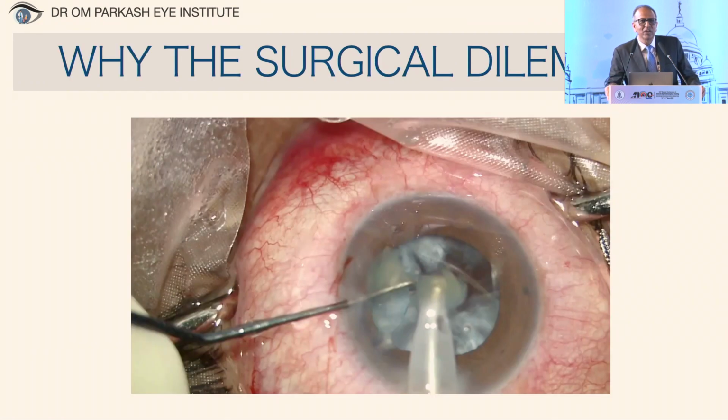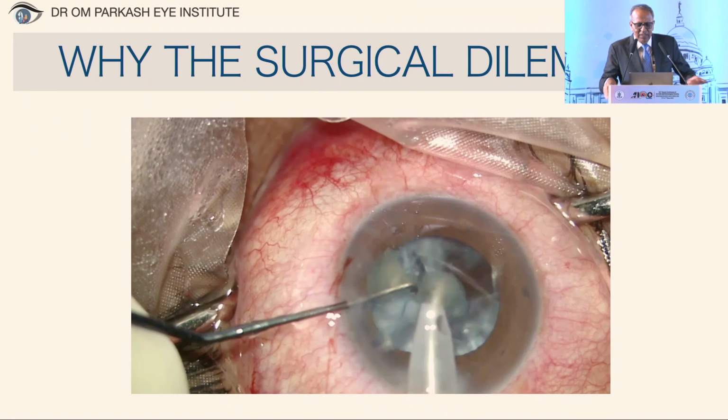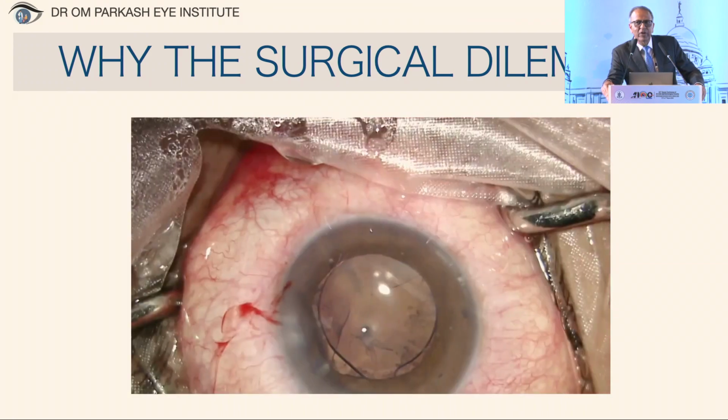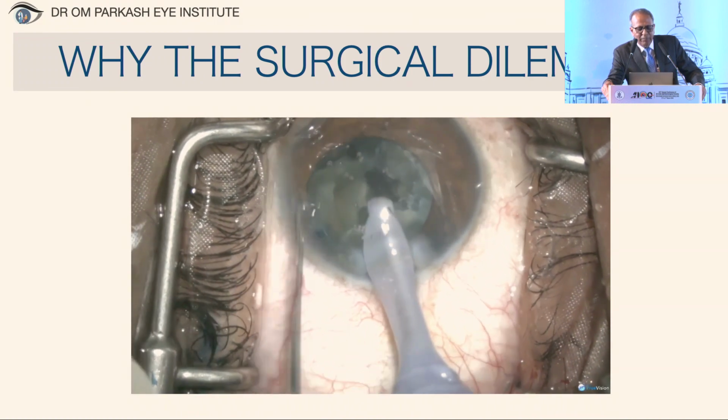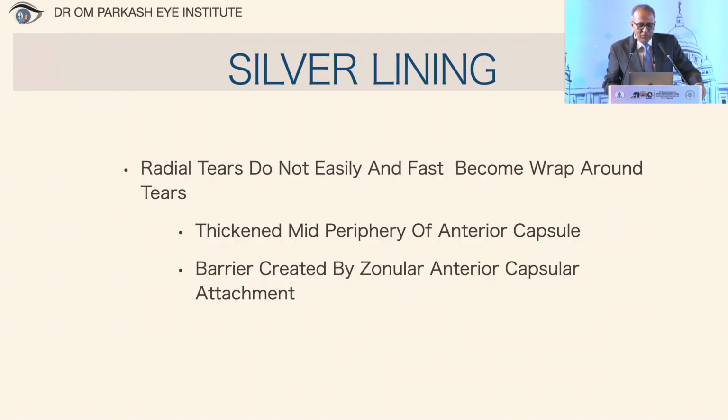Well, this is basically a good surgical dilemma, because at times we can complete phacoemulsification, whereas there are other times when we cannot, and we end up in a catastrophe. So this is what the surgical dilemma is. But there is a very good silver lining, and that silver lining is that radial tears do not easily and fast become wraparound tears. So mark my words, they do not easily become a wraparound tear. Why? Because of the thickened mid-periphery of the anterior capsule, and there is a barrier created by zonular anterior capsular attachment.